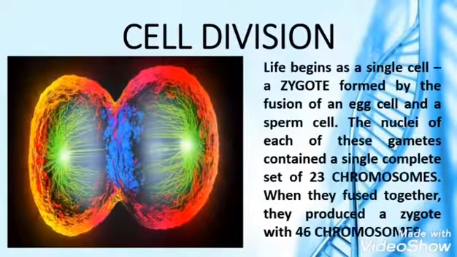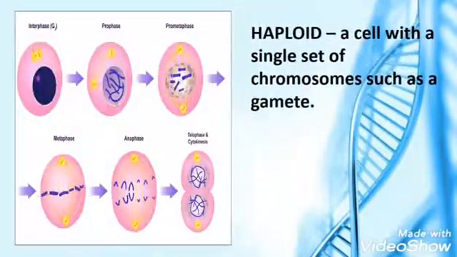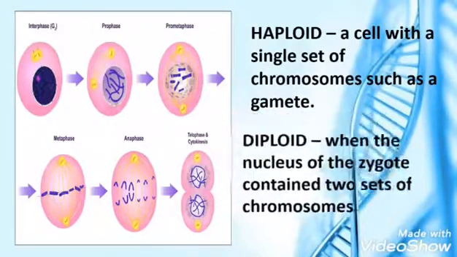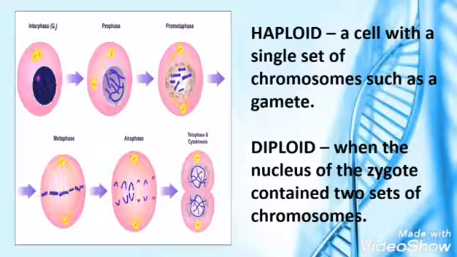You began your life as a single cell, a zygote, formed by the fusion of an egg cell and a sperm cell. The nuclei of each of these gametes contained a single complete set of 23 chromosomes. When they fuse together, they produce a zygote with 46 chromosomes. A cell with a single set of chromosomes such as a gamete is said to be haploid. The nucleus of the zygote contains two sets of chromosomes. Therefore, it is a diploid cell.